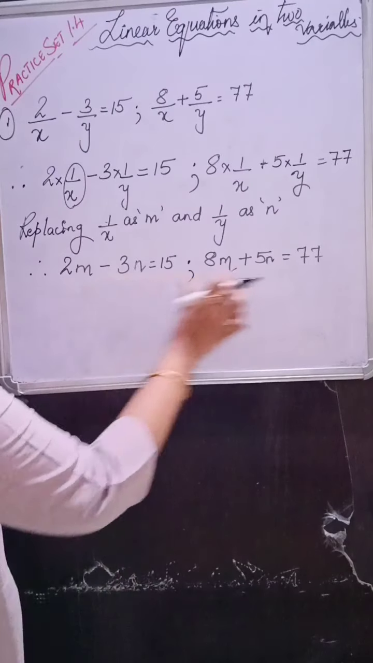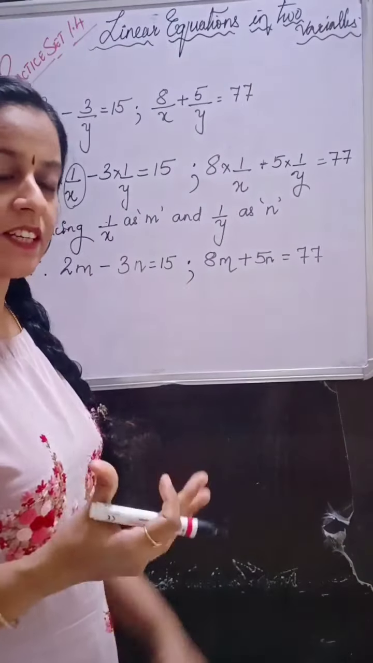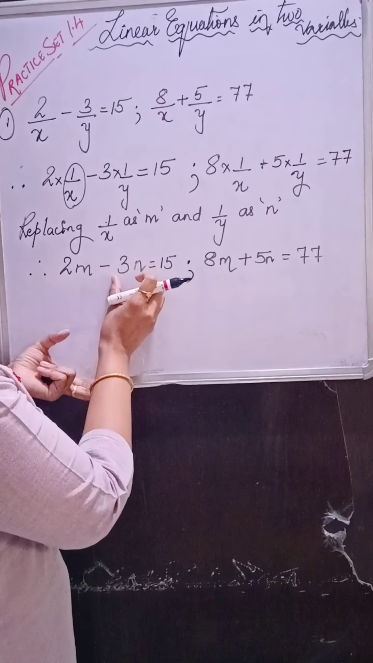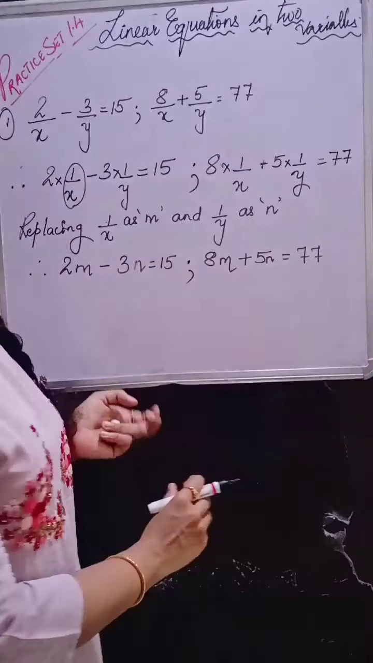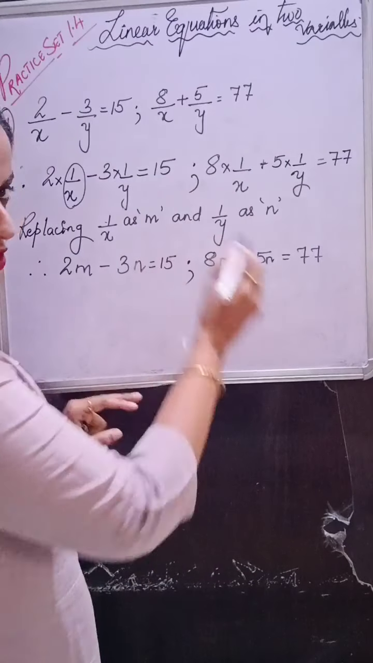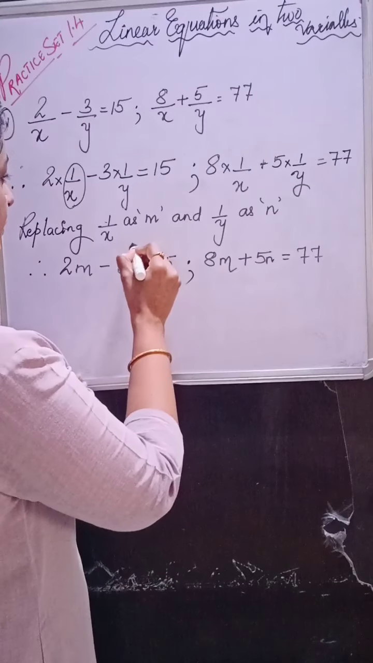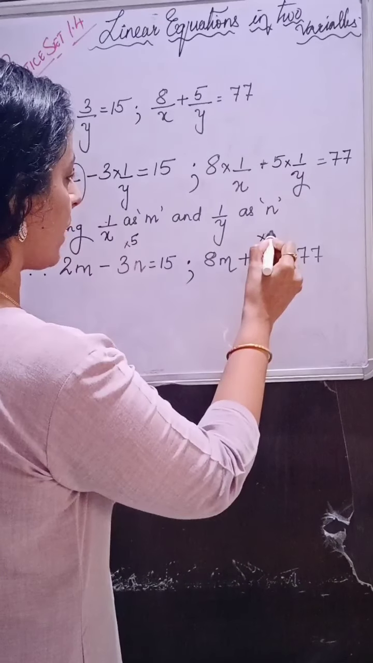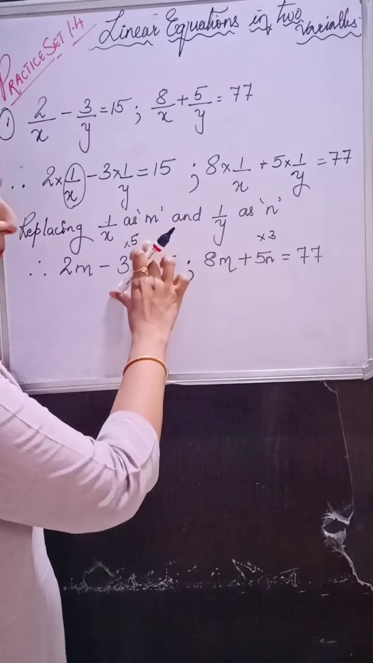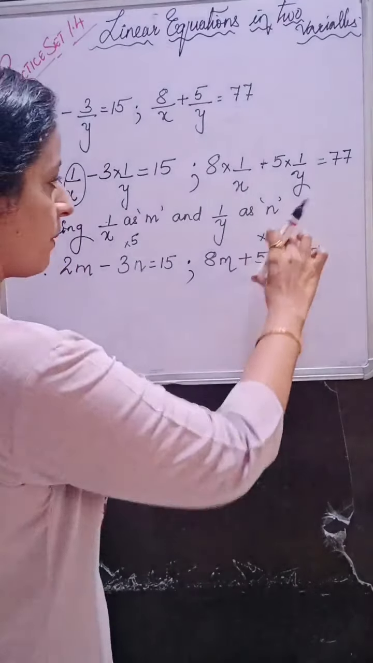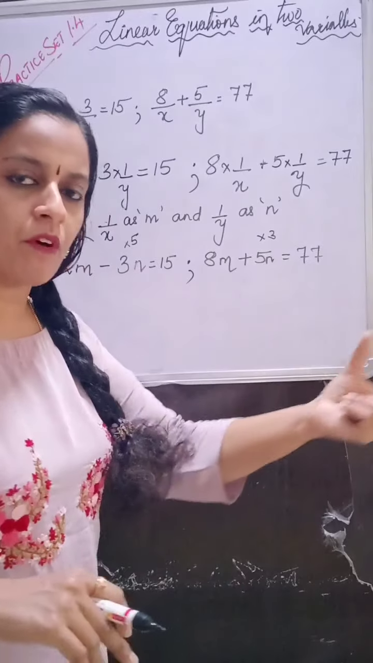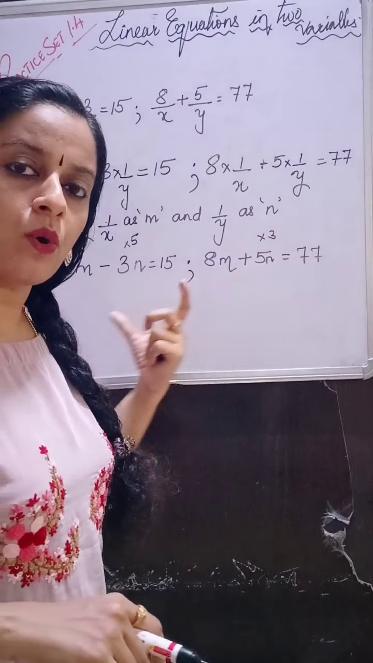Let us look at the elimination method. Can we eliminate a few terms? Yes. If you have here 3n and here 5n, we will multiply. That is, here we will multiply by 5 and here we will multiply by 3. So this will be minus 15n and this will be plus 15n. But if you are multiplying one term, you have to multiply the whole equation throughout.